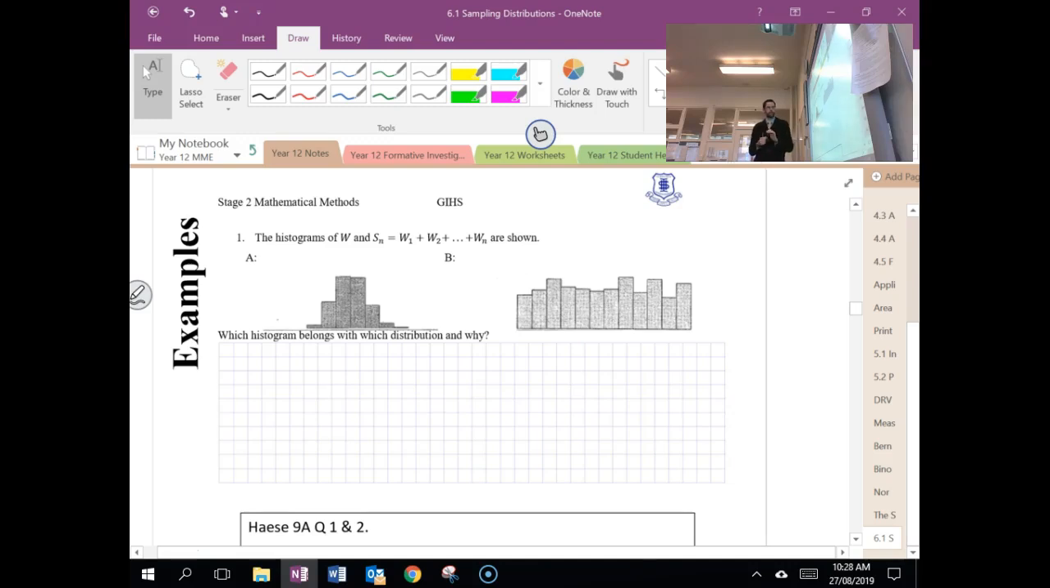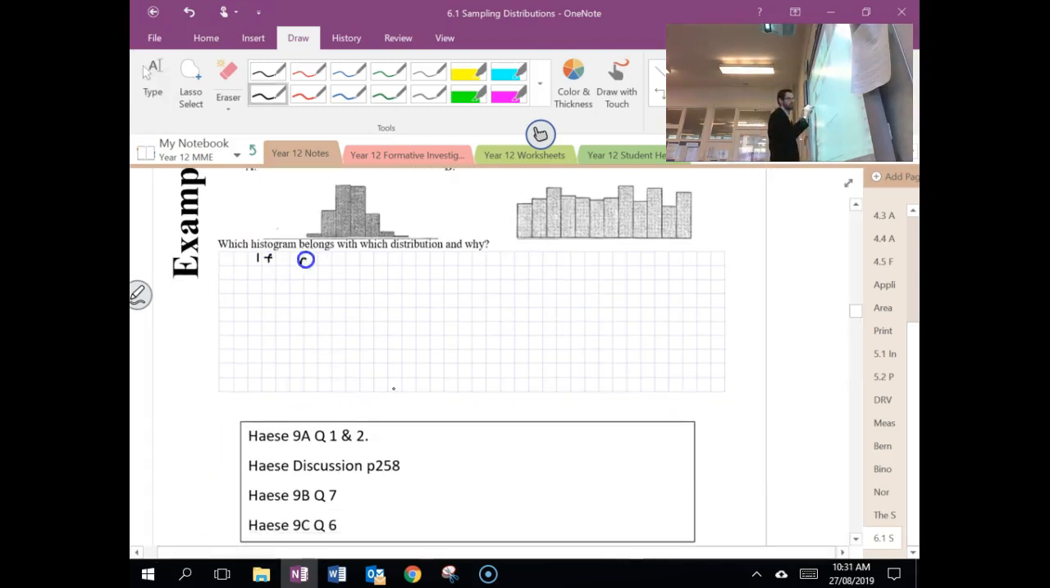So we've got a histogram A and a histogram B, and their shapes are roughly given to us. And we're asked, well, which one belongs to which distribution? So which of these is W, and which of these is the sum? What would you say and why? Which one would you say is W, and why? Talk about it on your tables.